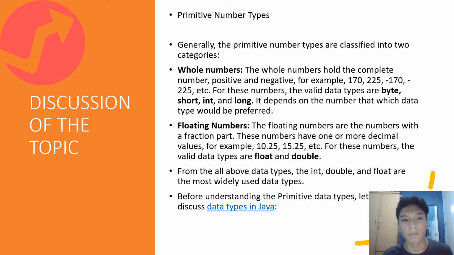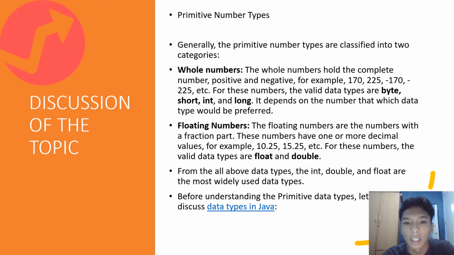Primitive number types. Generally, the primitive number types are classified in two categories. Whole numbers. The whole numbers hold the complete number, positive and negative. For example, 170, 225, minus 170, minus 225, etc. For those numbers, the valid data types are byte, short, int, and long. It depends on the number which data type would be preferred.